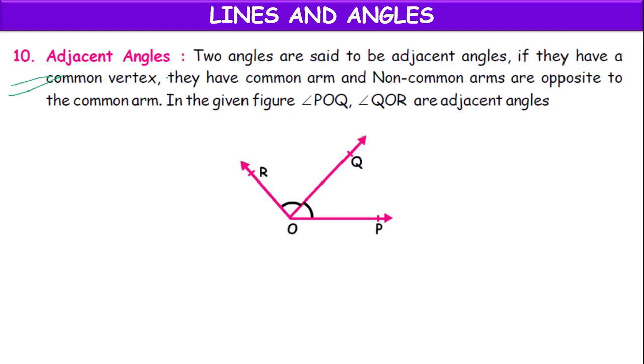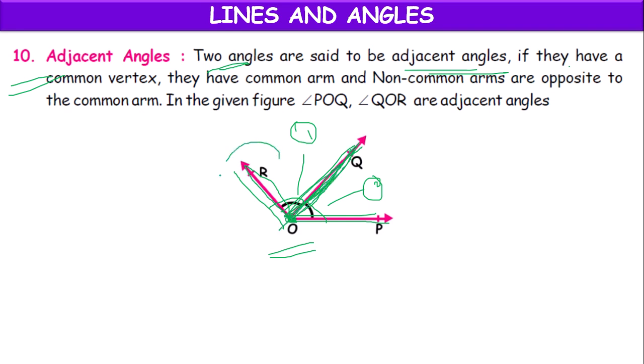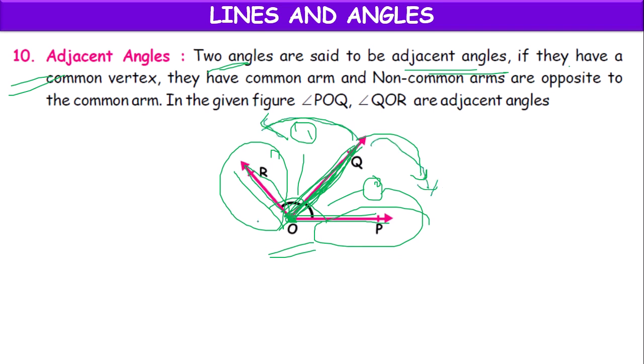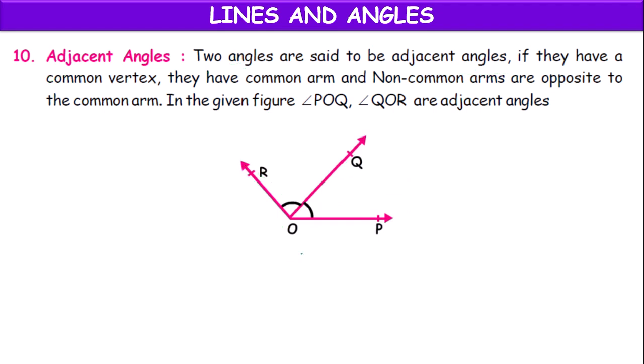Next, adjacent angles. Two angles are said to be adjacent if they have a common vertex. So this angle is formed by OR ray, OQ ray. This angle is formed by OQ ray, OP ray. These two, this first angle, this second angle, are said to be adjacent if they have a common vertex like O and common arm OQ, and non-common arms are opposite to the common arm. So this side of the common arm, this side of the common arm, we are having non-common arms. Then these kind of two angles, pair of angles, are called adjacent angles.